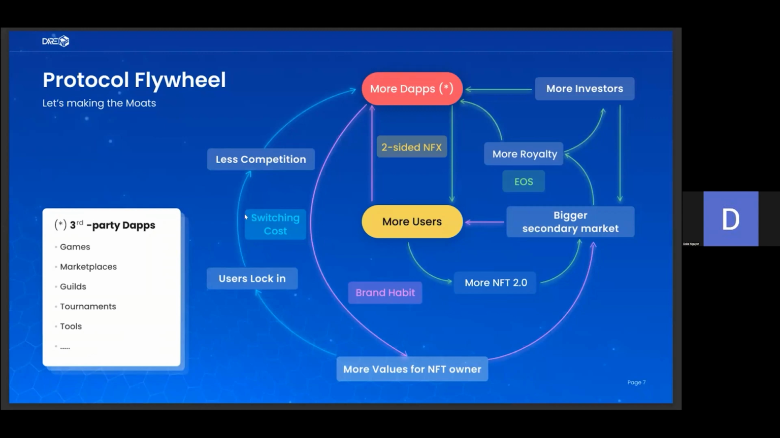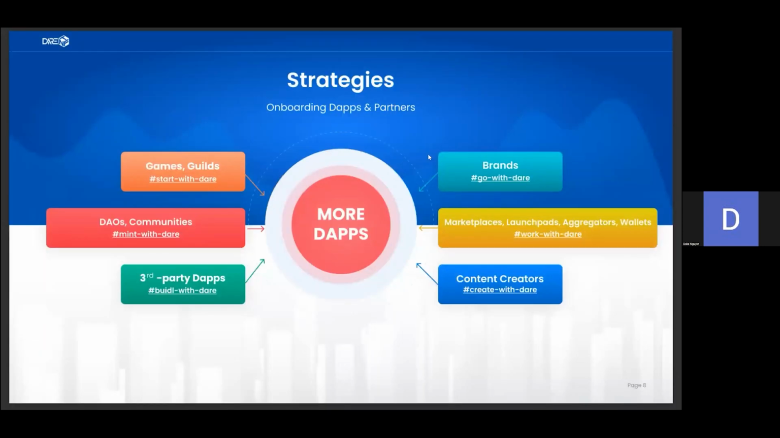Here is the protocol flywheel. We define that at the core of our business flywheel, there are two critical points which will impact the whole flywheel. They are onboarding the apps and onboarding users. It makes the two-sided network effects. So our strategies mainly focus on these two points.